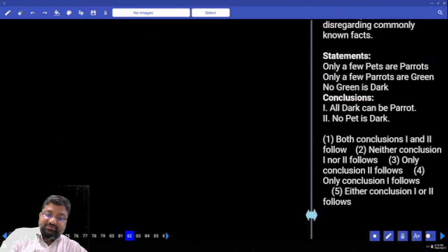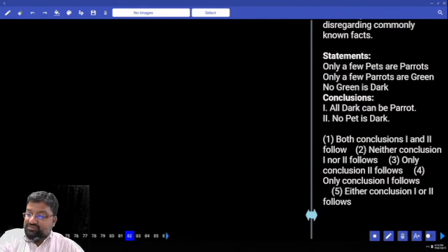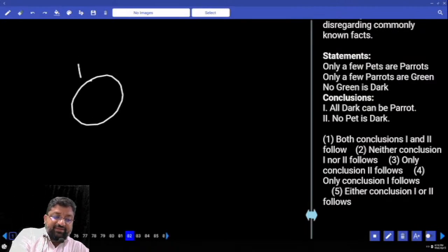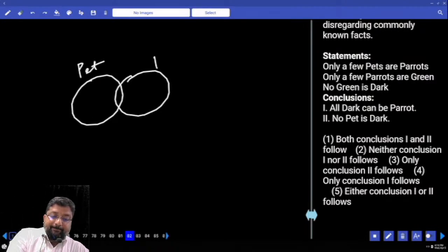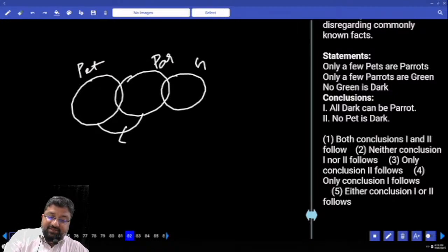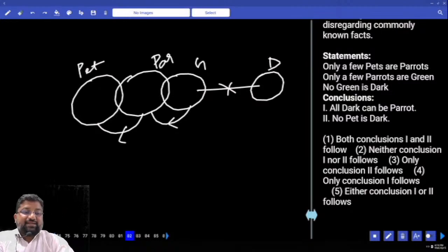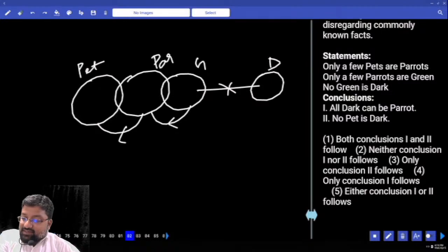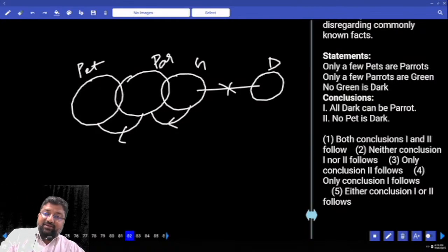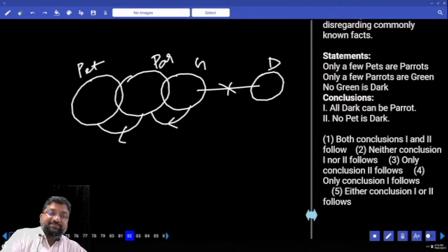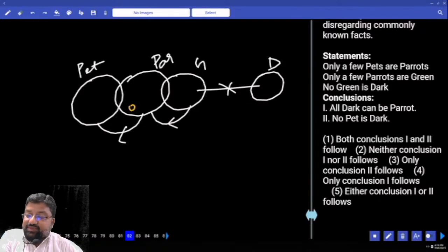These are questions from syllogisms. Let's try to solve questions on syllogisms. Only a few pets are parrots. Only a few parrots are green. No green is dark. Now dark cannot touch green, but dark can touch parrot and pet. Can all dark be parrot? Can I take all the darks and put them inside parrot? Yes. I'll put them in this corner, yellow color line. Is it a possibility? Yes.